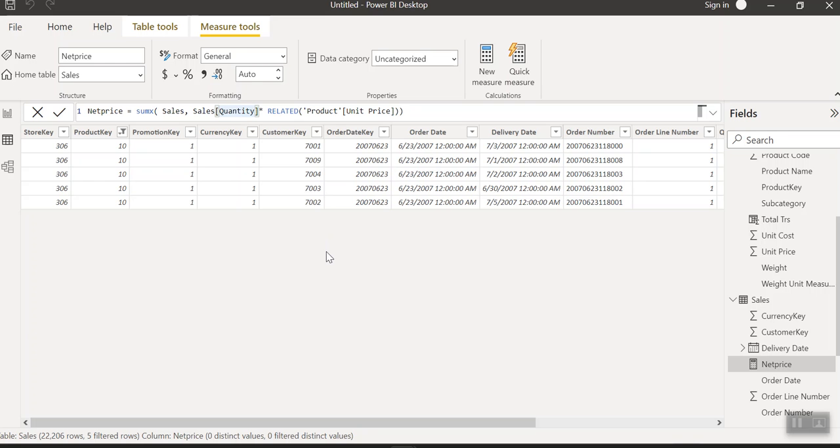Up to this much, if we are able to explain with these scenarios, that is absolutely more than enough to crack the interview.